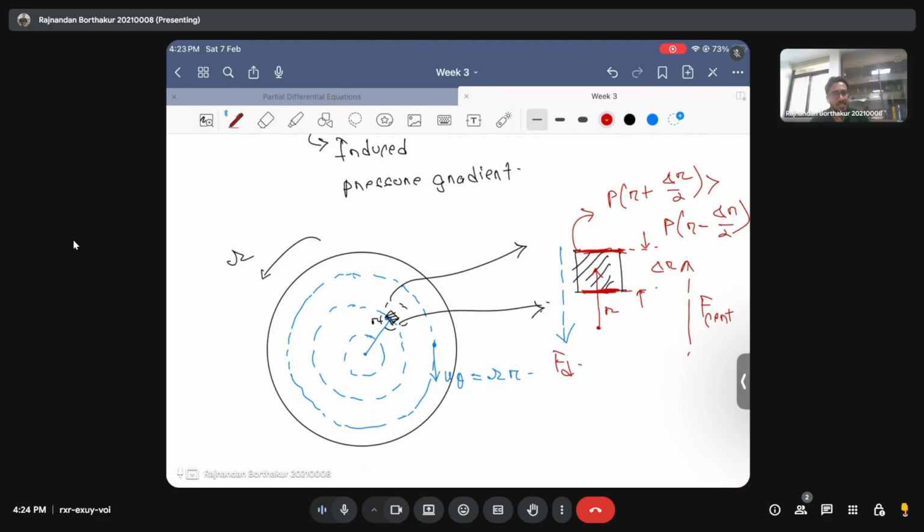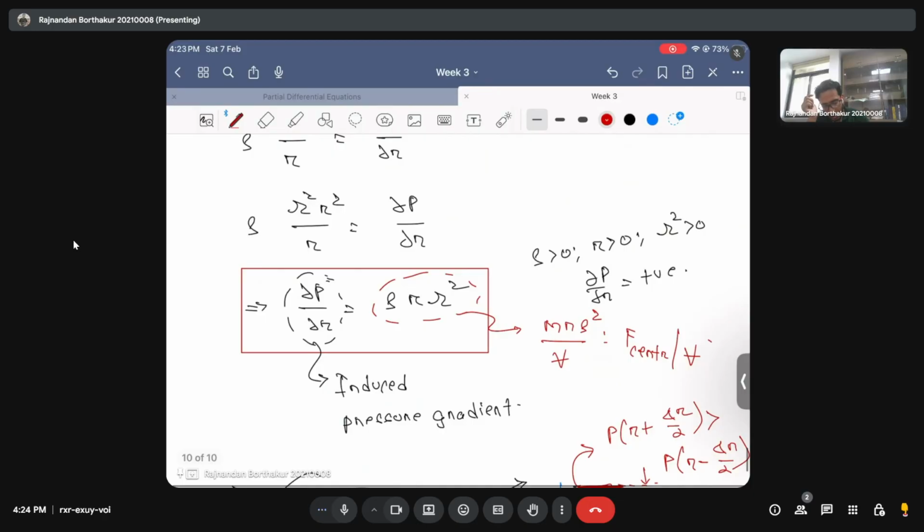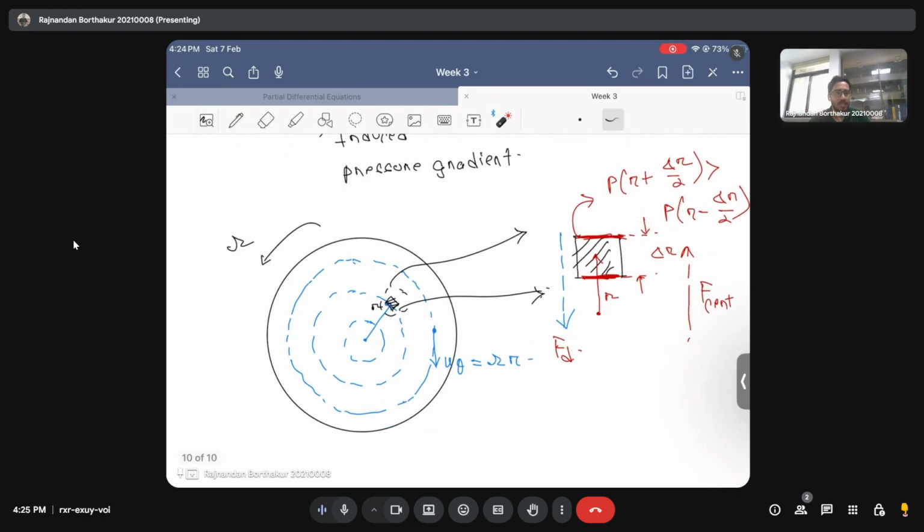At steady state, these two forces get balanced, and this is something we get when we apply the r momentum equation, when we calculate del p del r from the r momentum equation using the Navier-Stokes equation. This is the first thing that I want to convey.